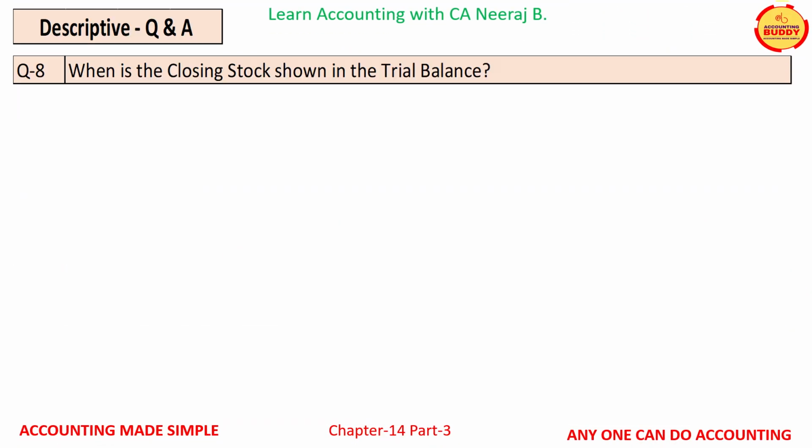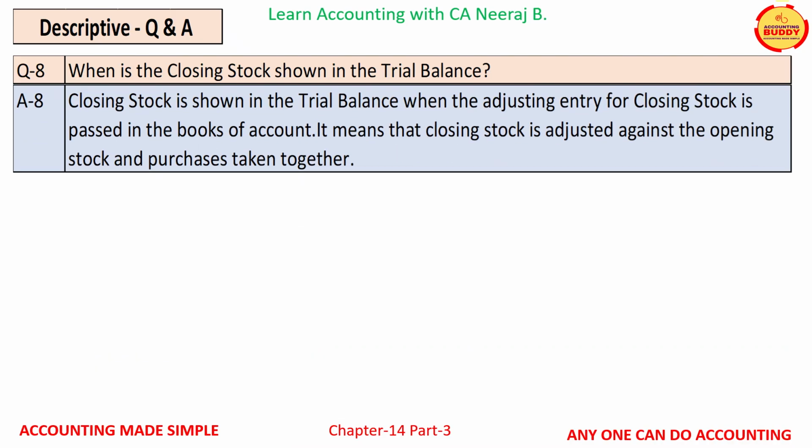Question number 8 is when is the closing stock shown in the trial balance? And the answer is closing stock is shown in the trial balance when the adjusting entry for closing stock is passed in the books of account. It means that the closing stock is adjusted against the opening stock and the purchases taken together.